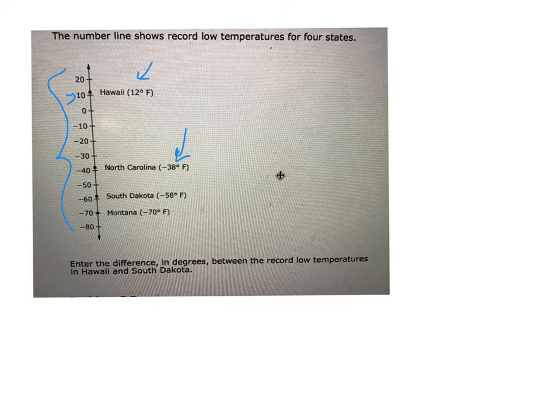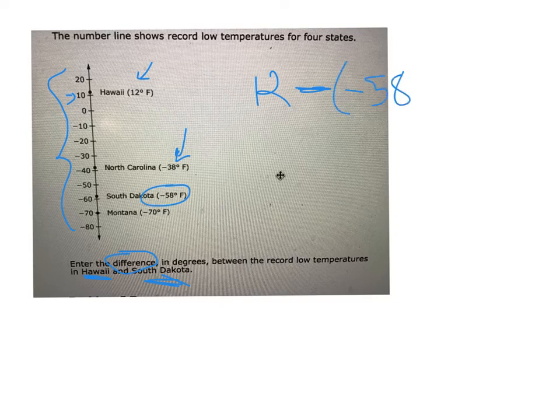So it is accurate. All right, now in the question, they ask us to enter the difference in degrees between the record low temperatures in Hawaii and South Dakota. Difference means subtraction, okay? So we're going to subtract. We know that, so I'm going to put my subtraction. Hawaii, which is 12 degrees, and South Dakota, which is negative 58. So we're going to subtract a negative.